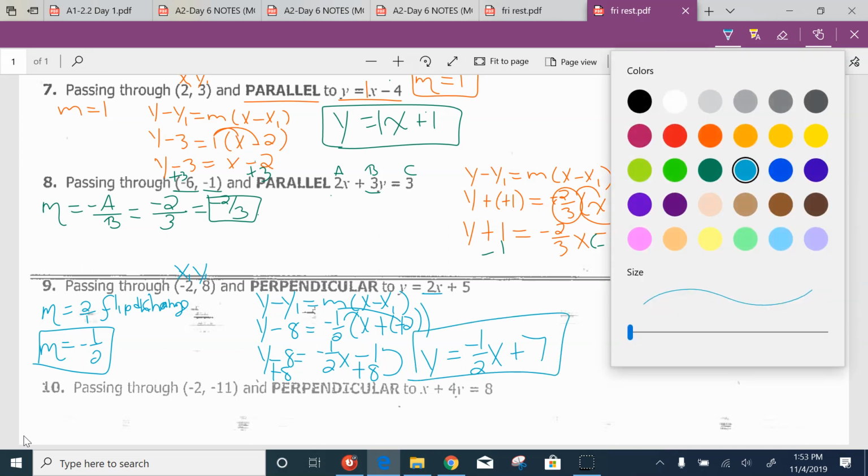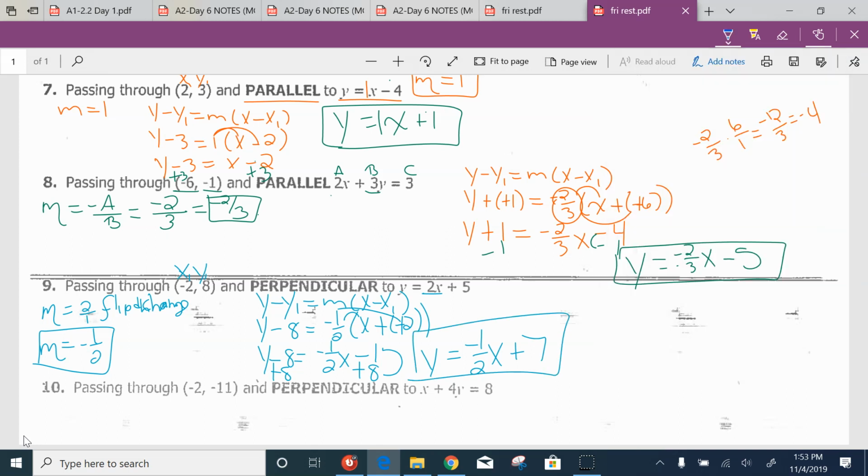And then my final problem on the very bottom. Number 10. They give it to me in standard form, so I have 1x plus 4y equals 8. That's my a, that's my b, there's my c. To get the slope in standard form, it's negative a over b. Well, a here is a positive 1, so it becomes a negative 1 over my b, which is a positive 4.